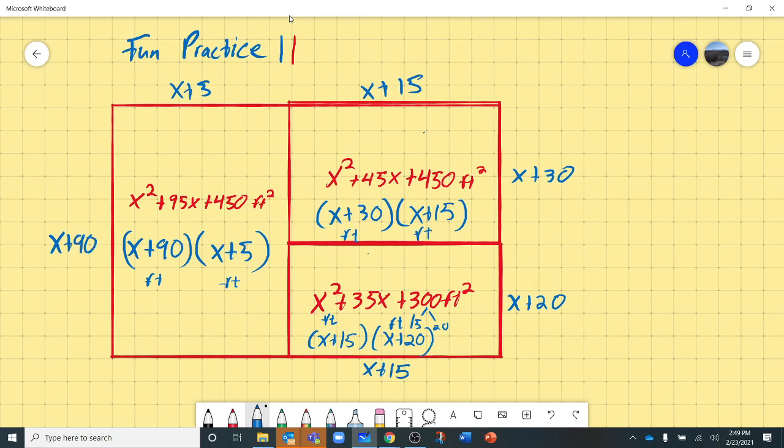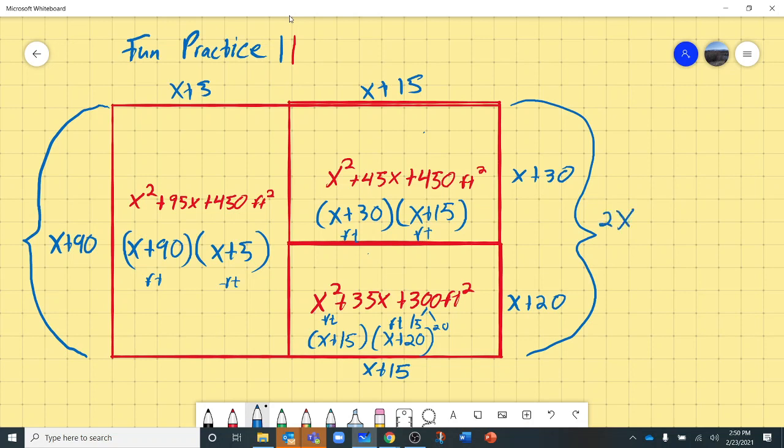The problem with that is, I don't have a problem with the top, but the problem with the x plus 90 is this side over here should be the same as this side over here, and the x plus 30 and the x plus 20 would be a total of 2x plus 50. That could work. Okay, we'll go with that. I didn't actually think about it that way before.